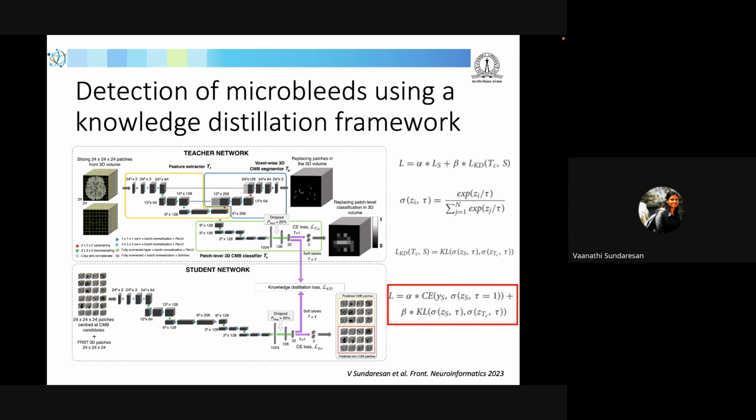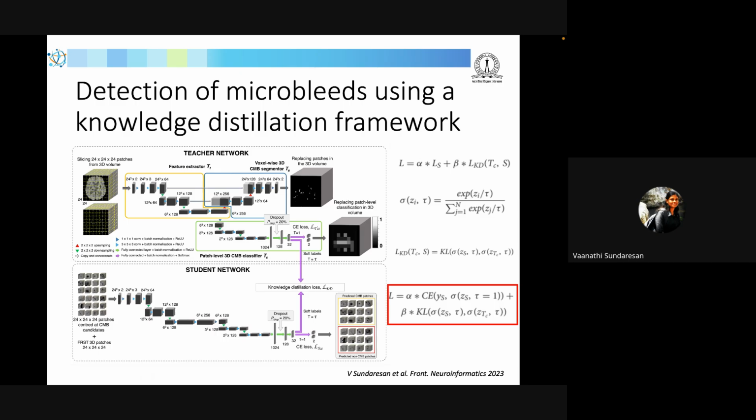predictions, right? So here we have this teacher model which has three parts: the feature extractor part, the actual prediction part. Together they make the UNet again, and then we have the domain discriminator, or you can actually say patch level classifier, right? So now the idea is to segment, at the same time divide the brain into patches and detect the microbleeds in the patches. Why is it useful?